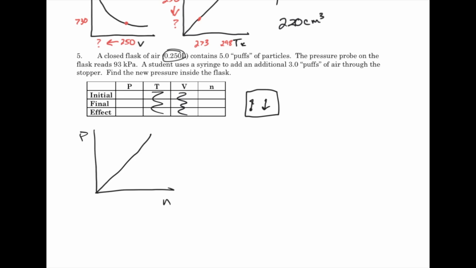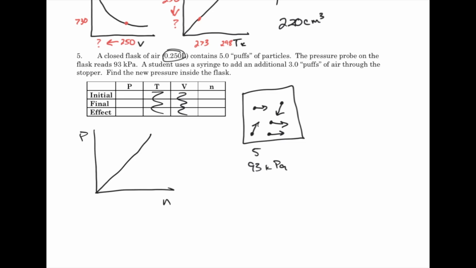Right? I guess I could draw 5 and then 3 more. Maybe I'll do that. I'll change this so that it's exactly how the problem is. All right, so our initial condition, I'll have to make it a little bit bigger. So our initial condition is we have 5 puffs of particles. We'll just say that there are 5 total particles. Right, so we know we have 5 particles, right? And we have a pressure of 93 kilopascals, right? We're not changing the temperature or the volume. We're just adding 3 more puffs of particles, or 3 more total particles.